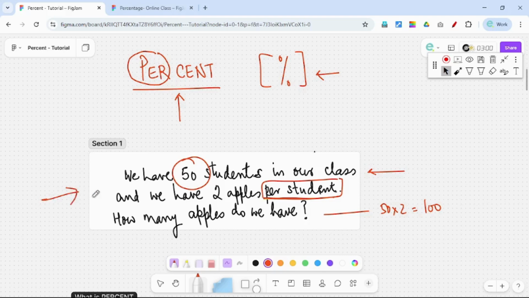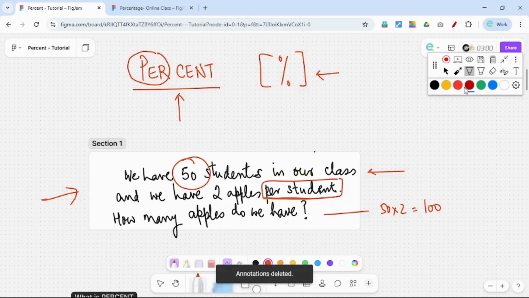Take this example. The question says, we have 50 students in our class and we have 2 apples per student. How many apples do we have? So focus on this word, per student. So obviously the answer would be 50 multiplied by 2, we will have 100 apples.